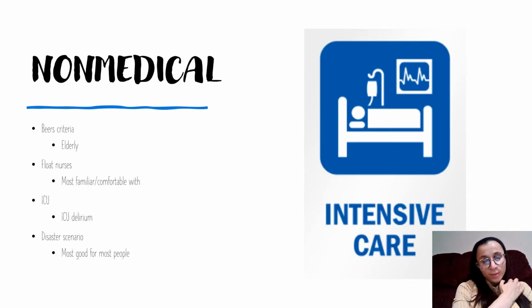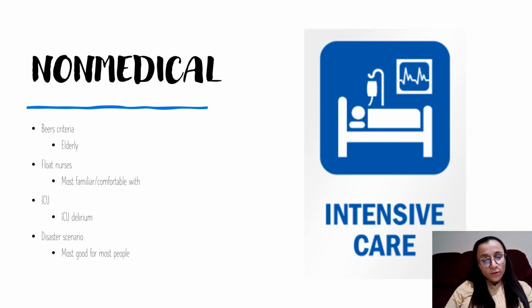Okay, so next we go on to the Beers Criteria. What I would know about the Beers Criteria is basically just what it is. It's a list that classifies a lot of medications that potentially could be harmful for the elderly. So it's specifically for the elderly.